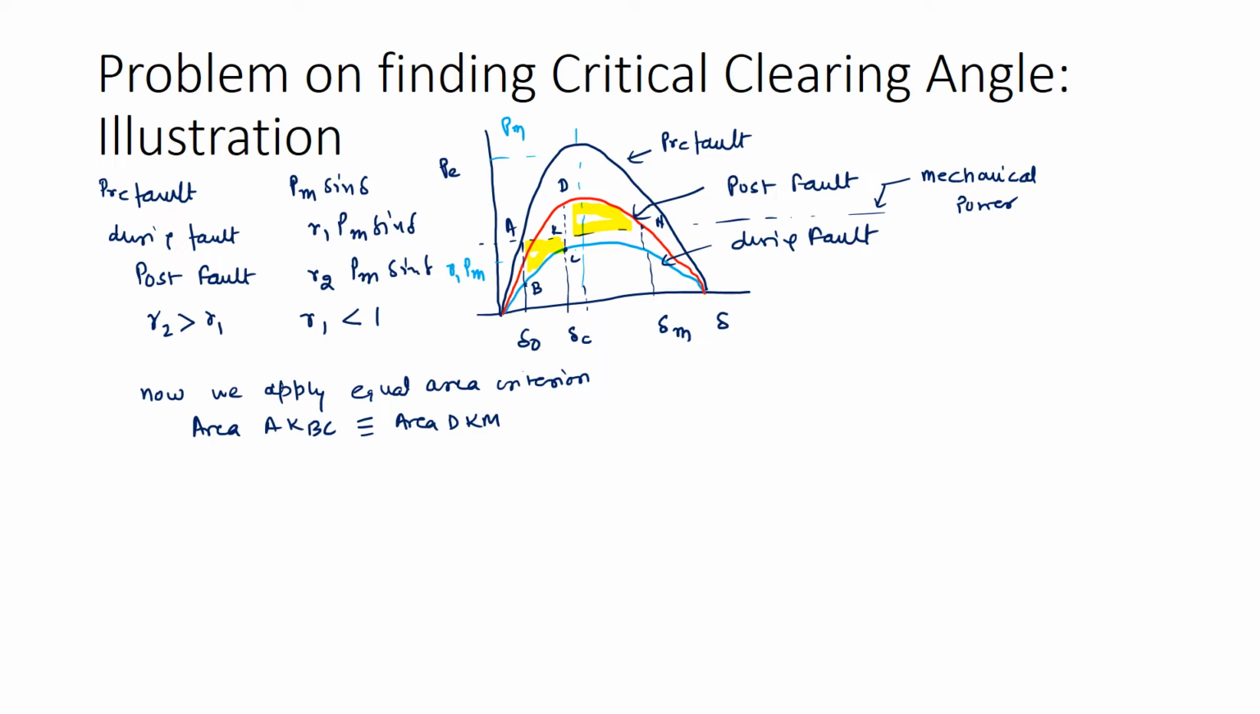So, let me say this point is delta 1. So, this delta m is obviously equal to pi minus delta 1. Now, beyond this point n, there will always be a position where the operating curve is not intersecting with this mechanical power line. So, up to this point n, this is actually the critical point, beyond which the mechanical power and electrical power will never be equal.